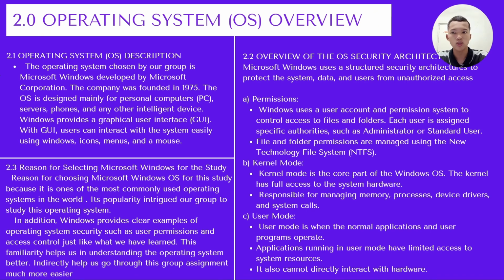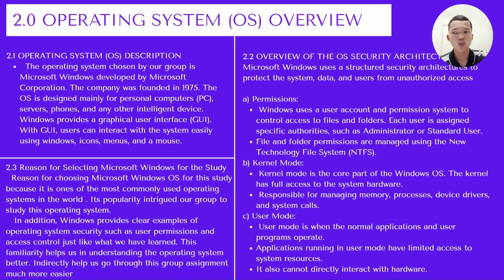After that, we go to the 2.2 overview of the OS security architecture. Microsoft Windows uses a structured security architecture to protect the system, data, and users from unauthorized access. First, permission. Windows uses a user account and permission system to control access to files and folders. Each user is assigned specific authorities such as administrator or admin or standard user. File and folder permissions are managed using the New Technology File System or NTFS.